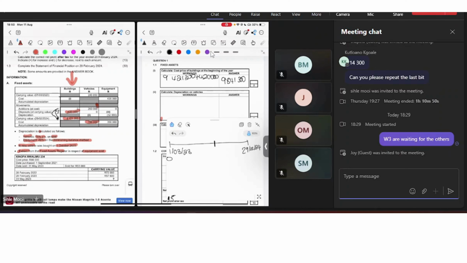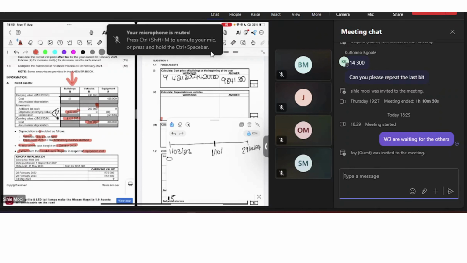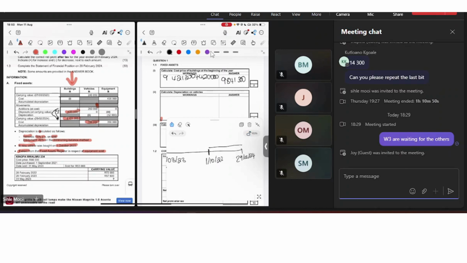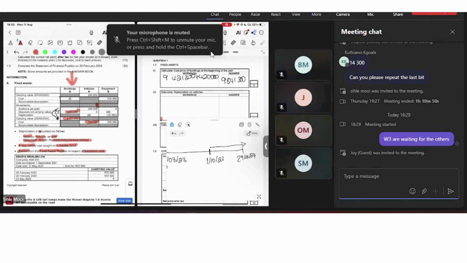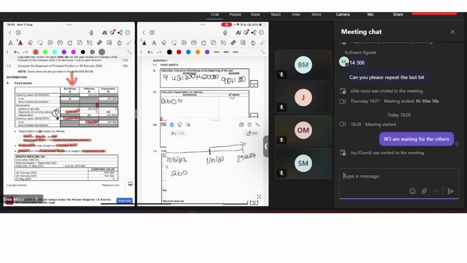The purchase happened on the 1st of October 2023. This is how long we have had this vehicle, meaning that's when we start calculating our depreciation. Does that make sense? So what do we do then? Since we are starting there for calculating our depreciation, we take the 260,000, and we multiply that by the 20%.